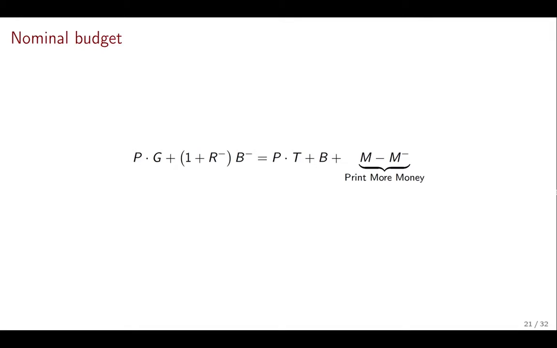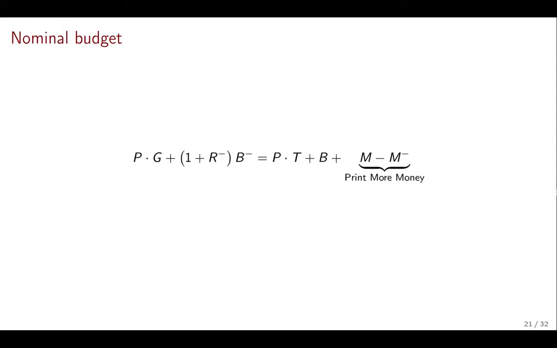The final way in which they can get more income in nominal terms is by printing more money. Adding to the money stock, that's going to be the difference between M and M minus, that's new money put into circulation. It's another way in which the government can finance itself. So there's going to be this relation between how much money is printed and how the nominal variables of the economy are going to behave.